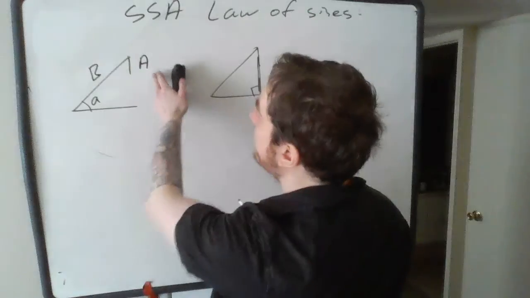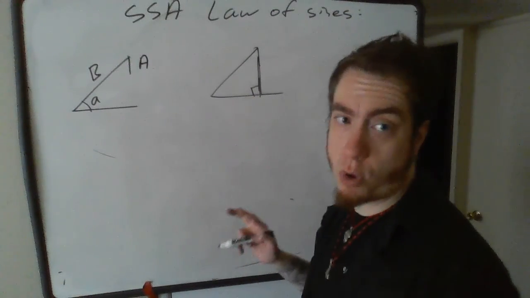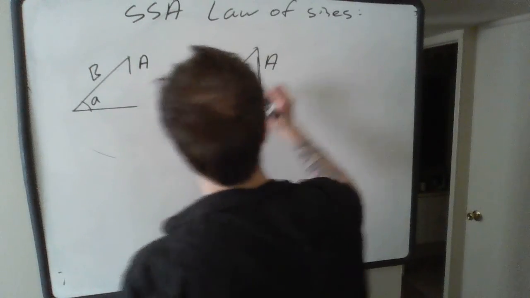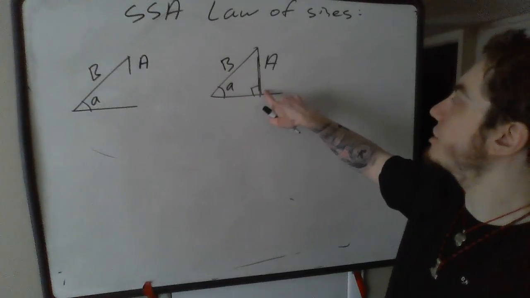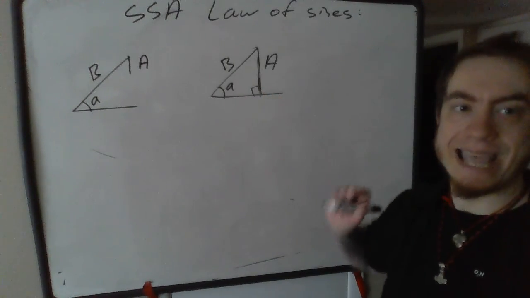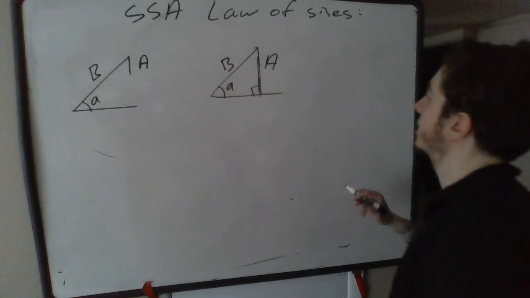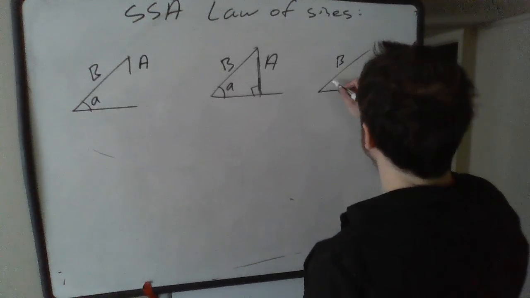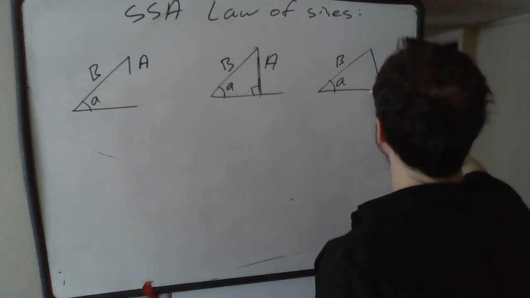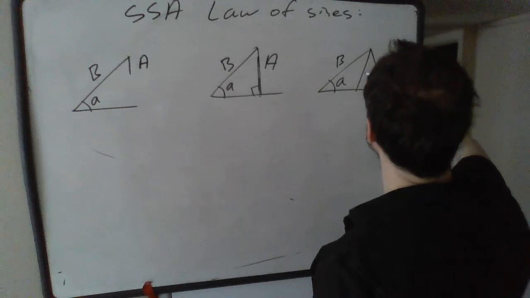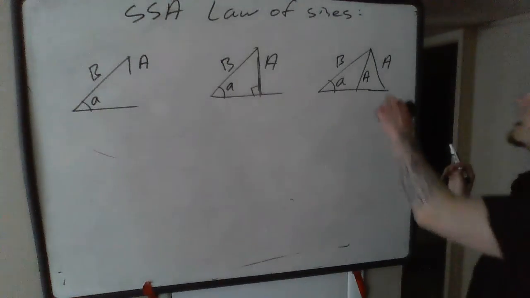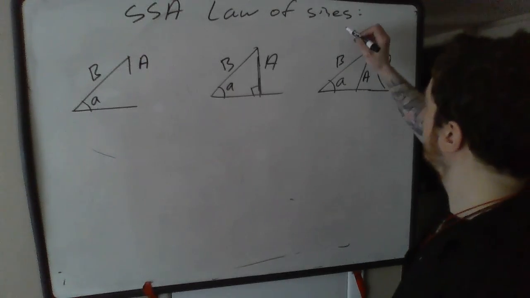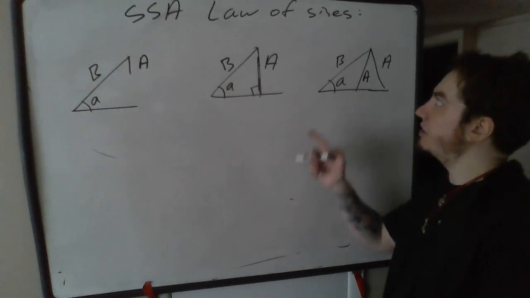So one possibility is that this side, capital A, is too short to build a triangle with it. Another possibility is that this side A is exactly the right length to build a right triangle, and that's the only thing you can build from it. A third possibility is that you are given dimensions where two possible triangles can be built. In other words, you could build an obtuse triangle, or you could build an acute triangle. So that is a third possibility with the law of sines.